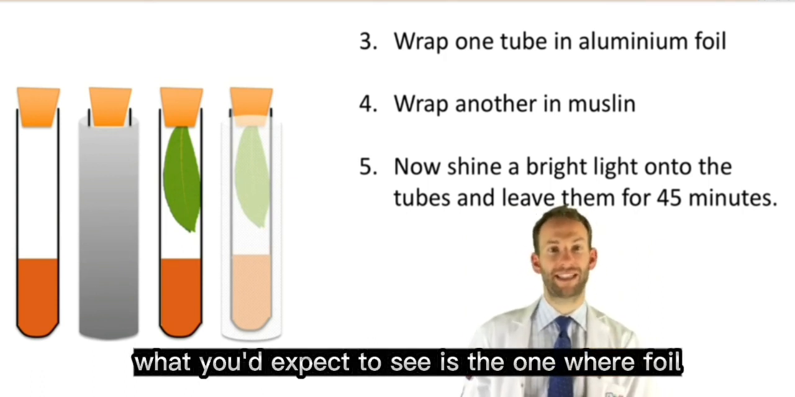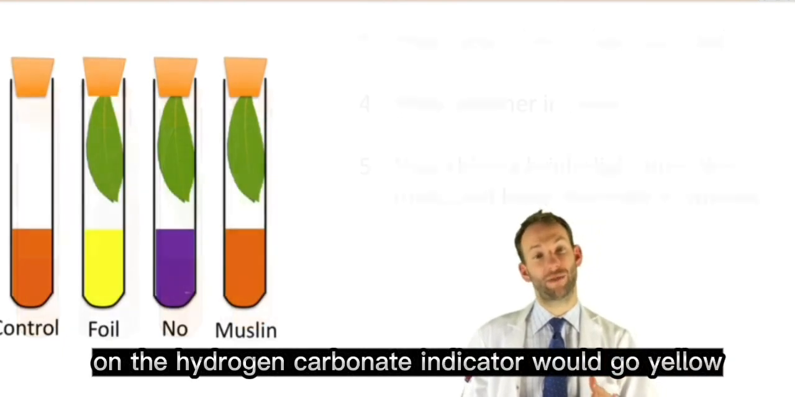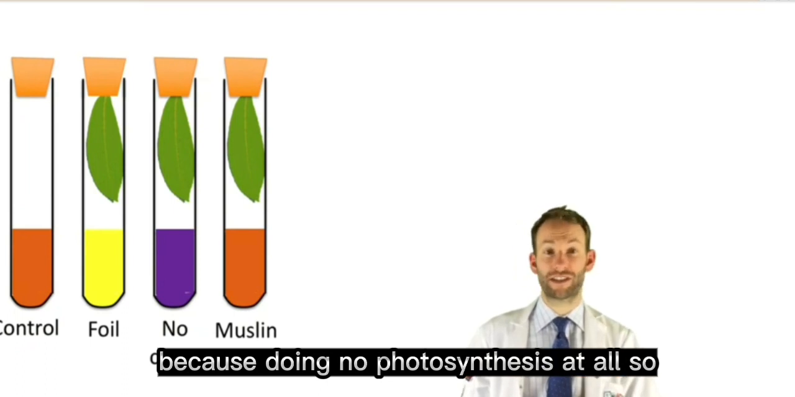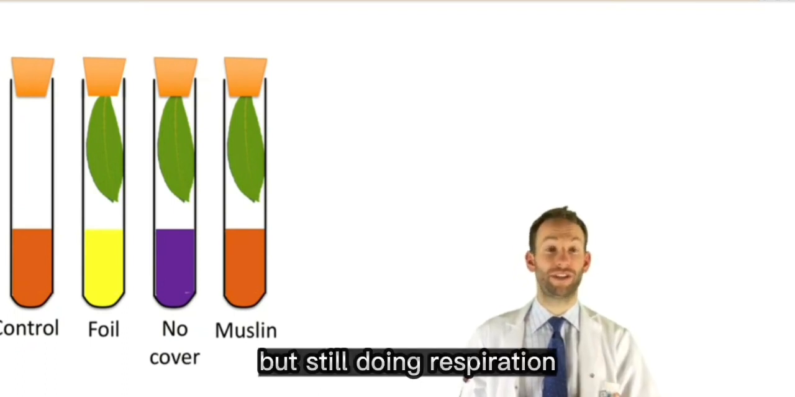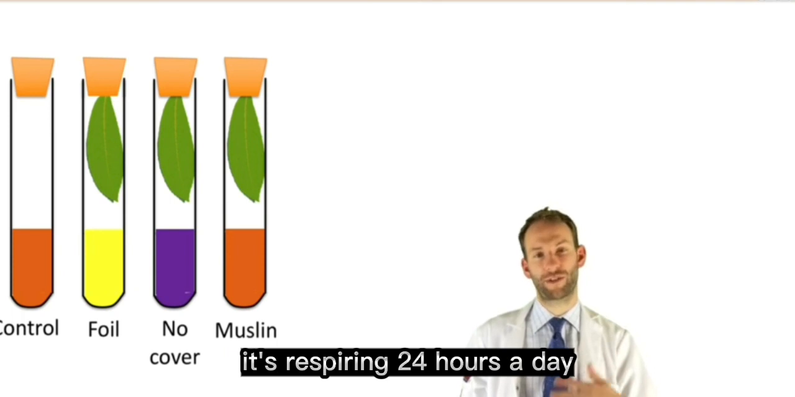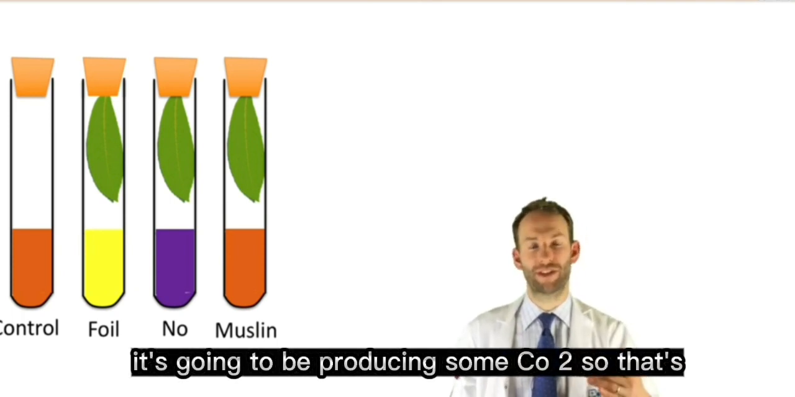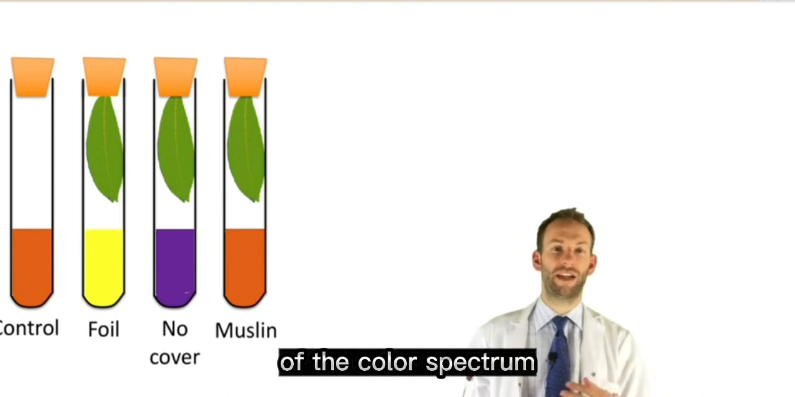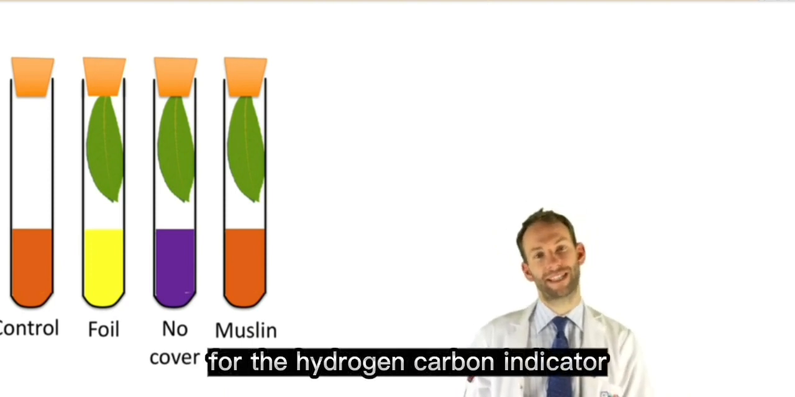What you'd expect to see is the one with foil on the hydrogen carbonate indicator would go yellow, because it's doing no photosynthesis at all, but still doing respiration, because remember it's respiring 24 hours a day, so actually it's going to be producing some CO2, so it's actually going to go more towards the yellow end of the colour spectrum for the hydrogen carbonate indicator.